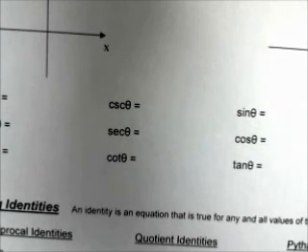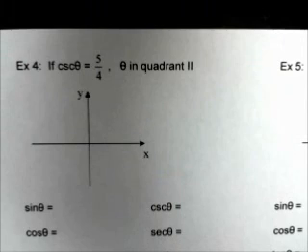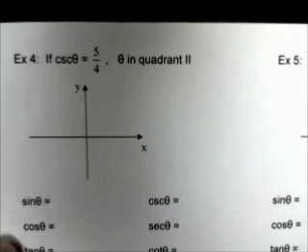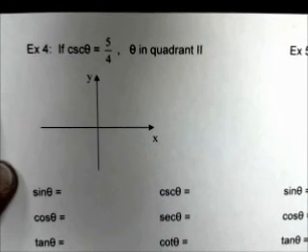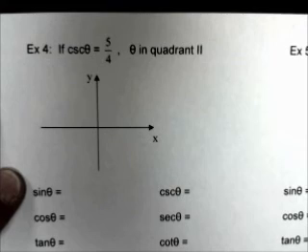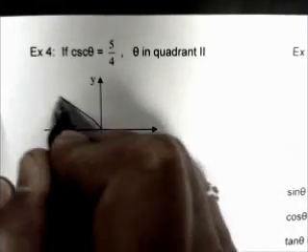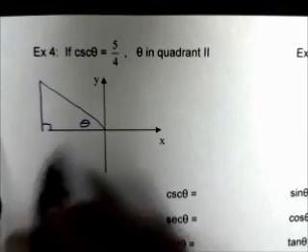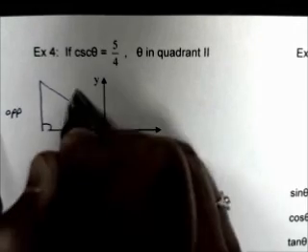Next on page 5, top of page 5, I'll go through the next 2 examples. It might be a good idea if you want to just stop the video and do the next 2 on your own. All right, so for number 4, if cosecant theta equals 5 over 4 and theta is in quadrant 2, we'll draw a right triangle in quadrant 2, label our theta. This is the side opposite, adjacent, and the hypotenuse.